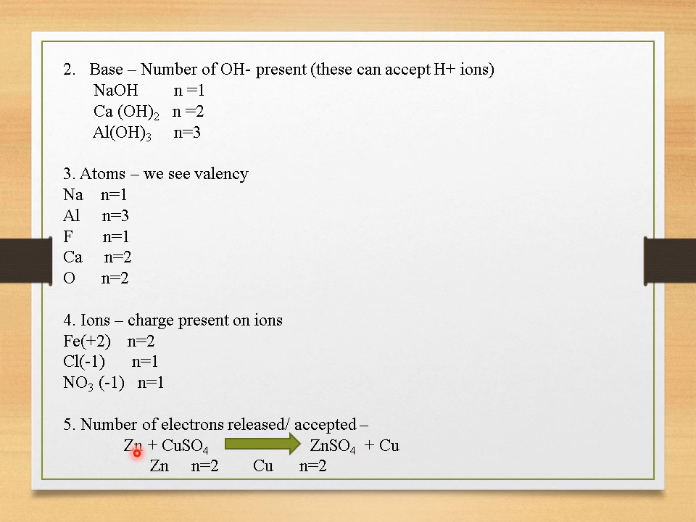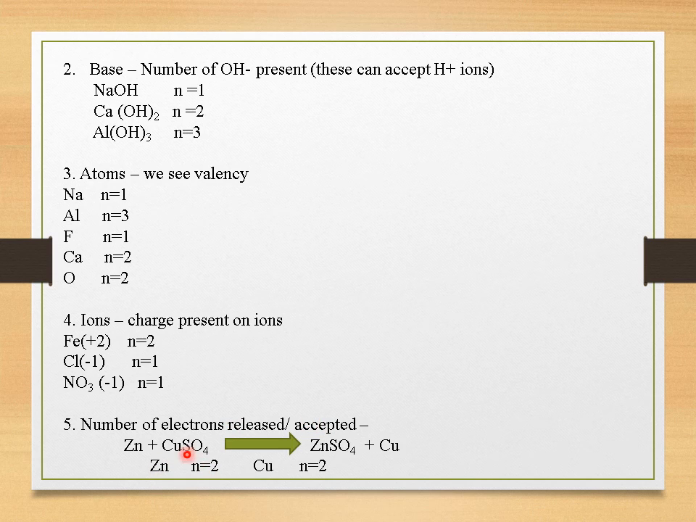Copper has accepted the electrons, and zinc has lost the electrons. So 2 electrons have been lost from zinc. Since zinc has lost the electrons, it has gone from its 0 oxidation state to plus 2 oxidation state. Oxidation has occurred, loss of electrons has occurred, and how many electrons have been lost? 2, because from 0 to plus 2, 2 electrons have been released. So if 2 electrons have been released, oxidation has occurred, and the N factor for zinc becomes 2.